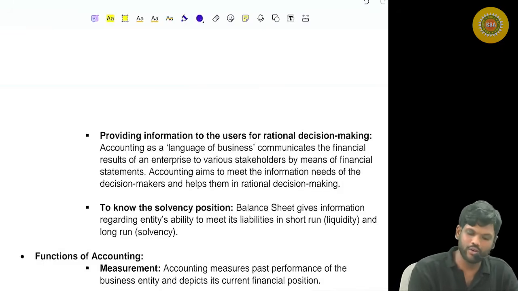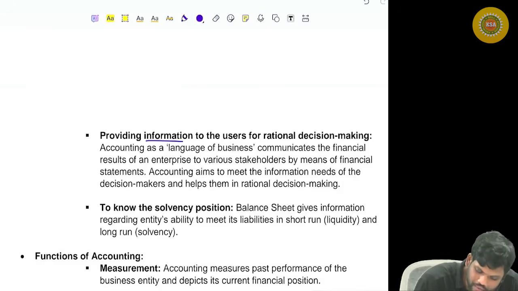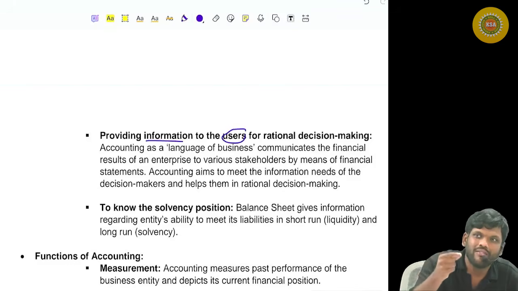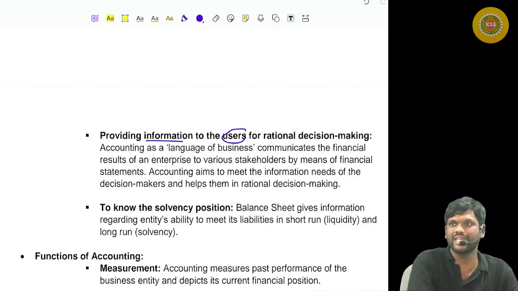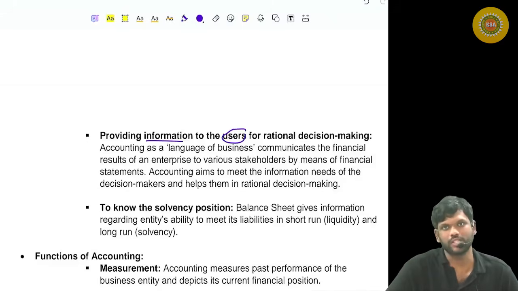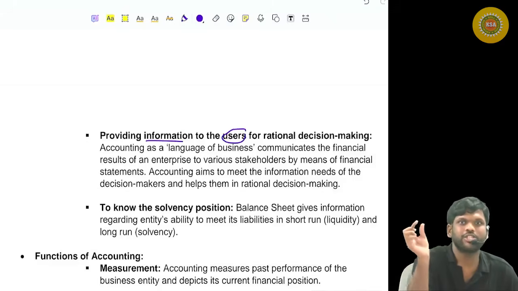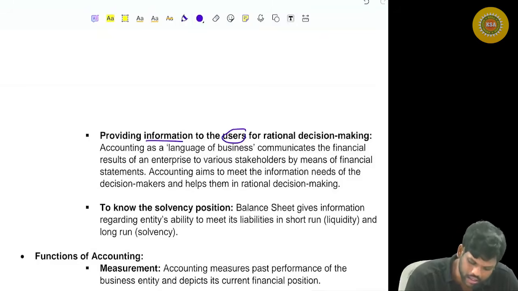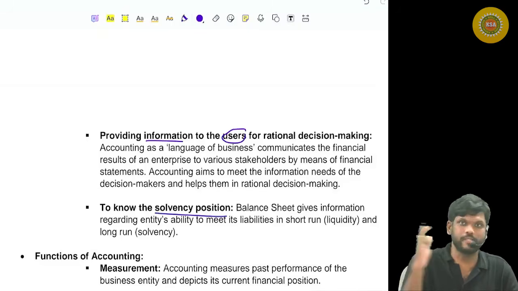The fourth objective of accounts is to give information to users. Sir, why should we give information? Only when we give information to the users, they will be knowledgeable enough to take decisions. So that is why information sharing becomes very, very important. Otherwise, they will not be able to take any decisions. And the last objective is to know the solvency position.